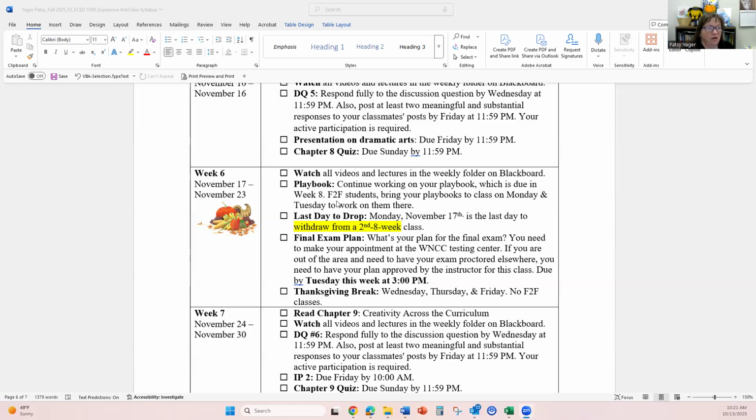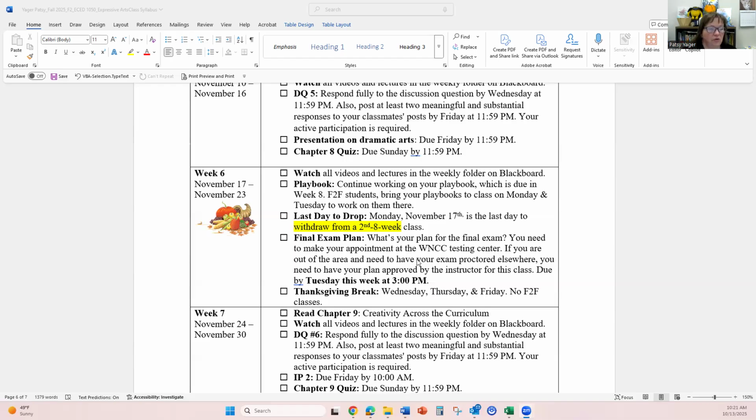So this is also the Monday of week 6, which is your last day to drop an 8-week class. I need to know what your final exam plan is. So if you're taking it at the testing center, make your appointment. And in the assignment link, just tell me what day and what time you're doing it at the testing center.